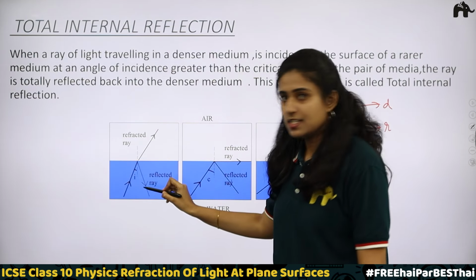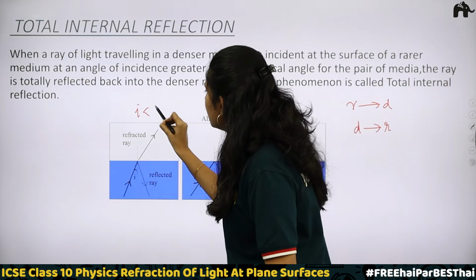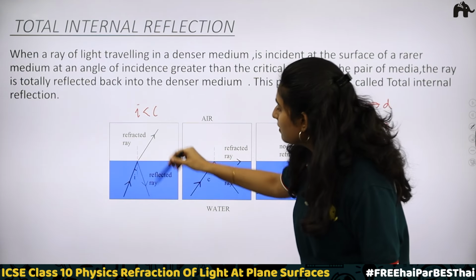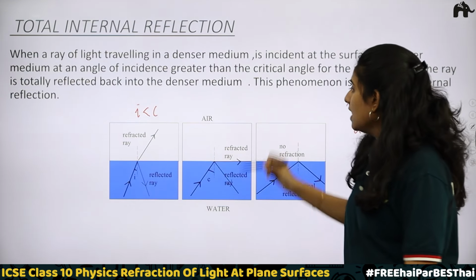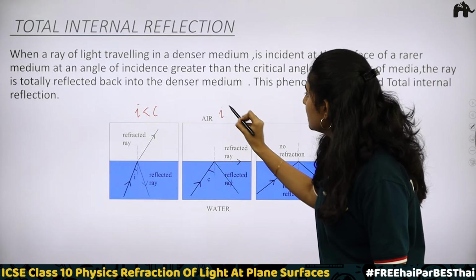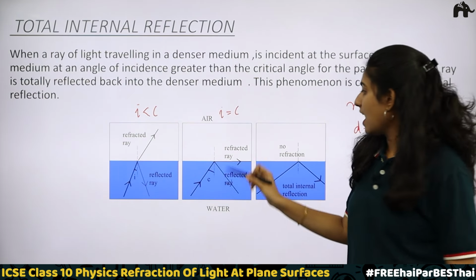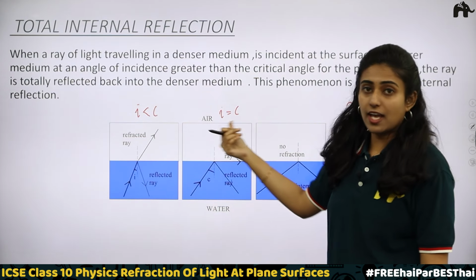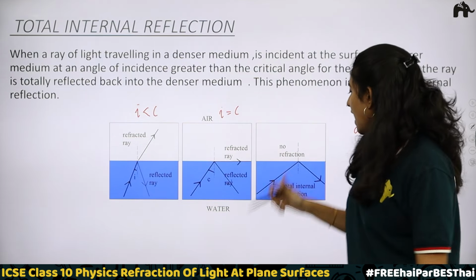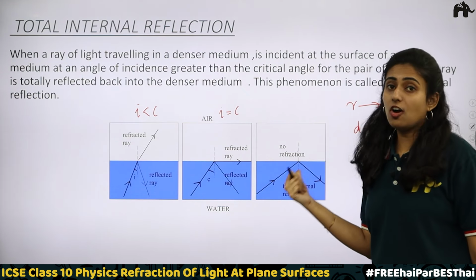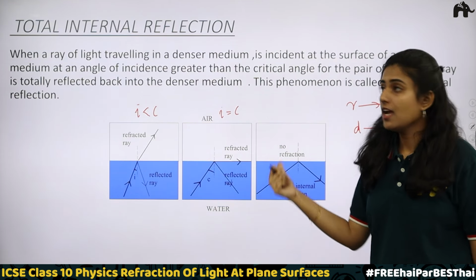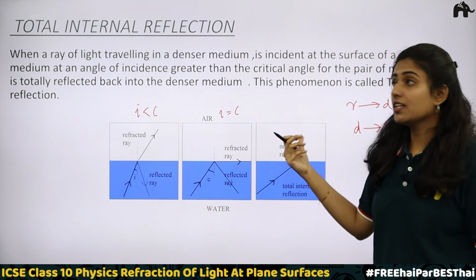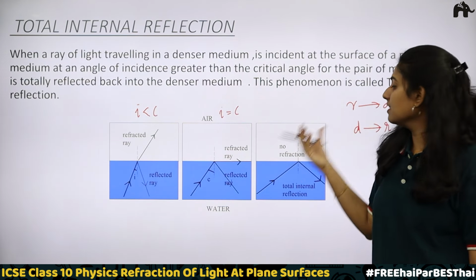And this type of reflection is called total internal reflection. Here, this is the first case when the angle of incidence is less than the critical angle. What is happening? Both reflection and refraction are happening. So here, when the angle of incidence becomes equal to the critical angle, the angle of refraction is 90 degrees, and at that point we call the angle of incidence equal to C. And this is the third case where the total internal reflection is shown. How is total internal reflection happening? When the angle of incidence becomes greater than the critical angle.